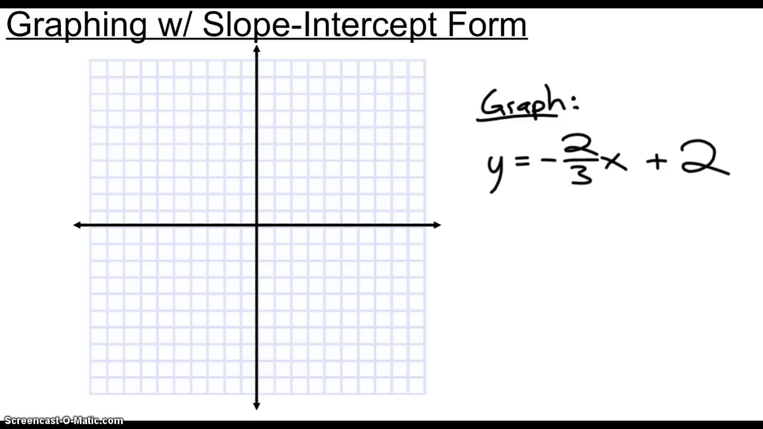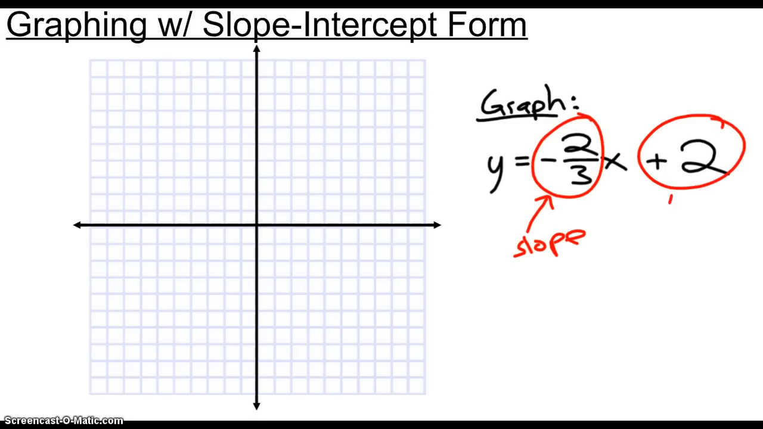Remember, you can graph an equation by putting in points, but that sometimes can be messy. Well, if you've got something that's in slope-intercept form, which this one is, we've got a slope, and we have a y-intercept. My y-intercept is exactly where it's going to cross the y-axis, at positive 2 on the y-axis. Remember, this is the y-axis.